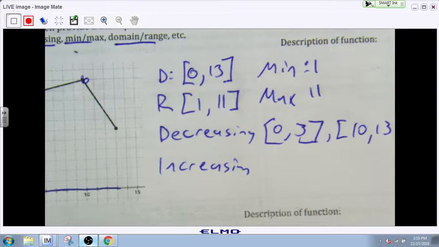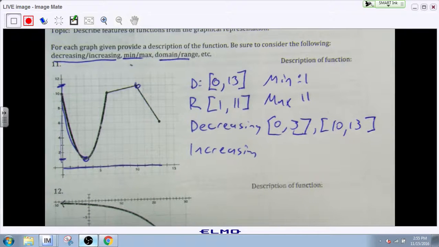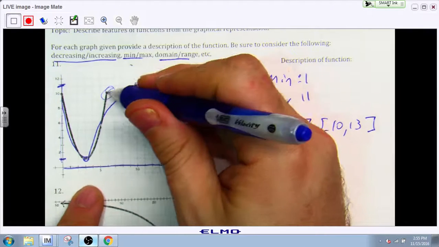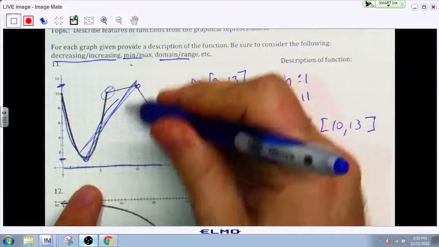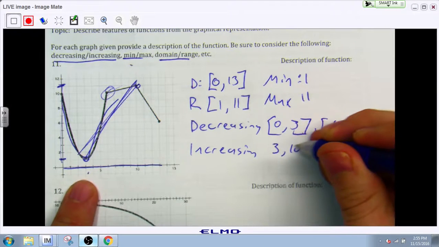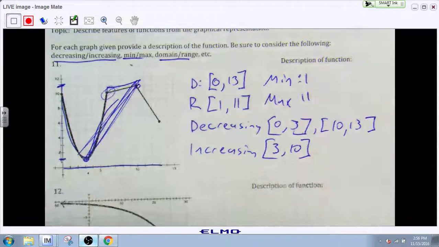You guys can't quite see all of that. I've got to zoom out. My bad. There we go. And so now it's increasing from here. But you see, even though it pivots here, it's still increasing. So it's actually increasing all the way up like this. So it's increasing from 3 to 10. Okay, even though it has that pivot, it's increasing the entire time.